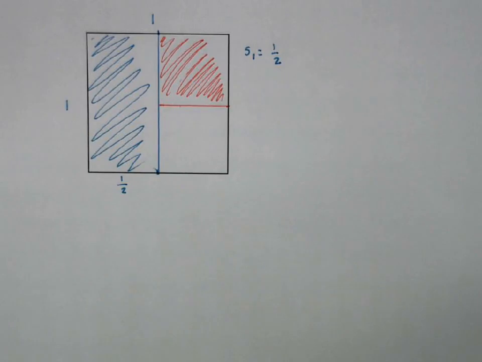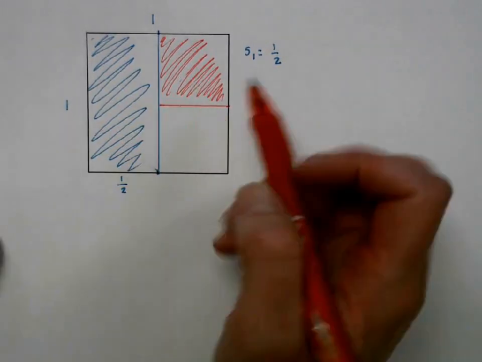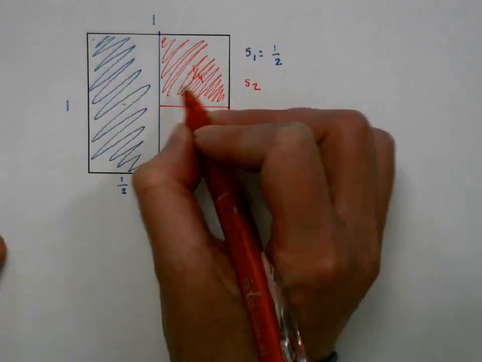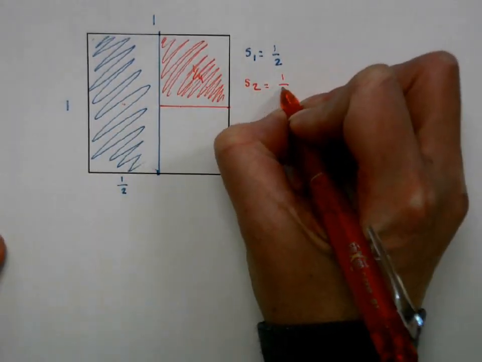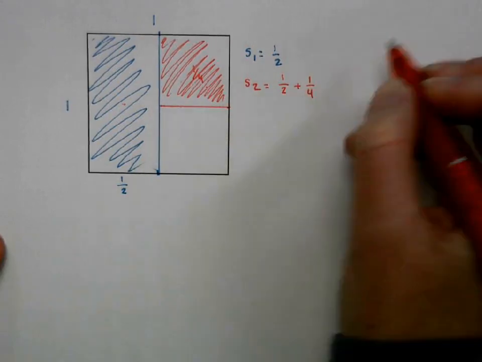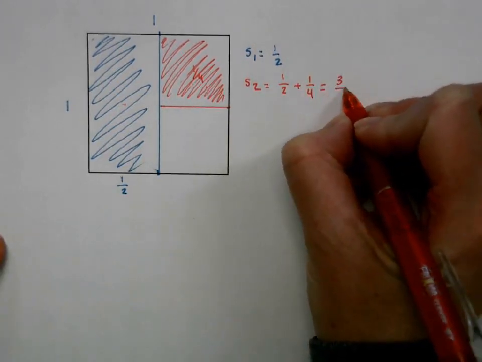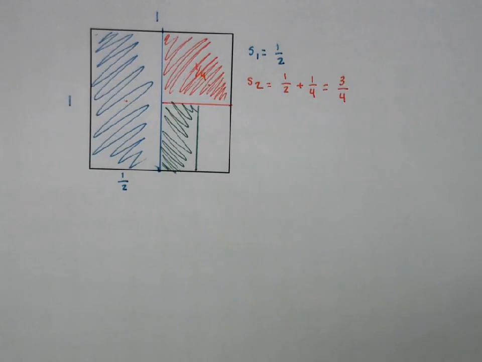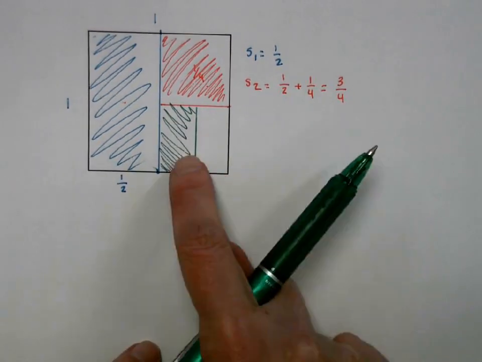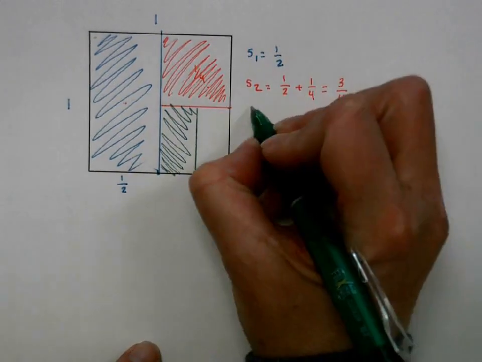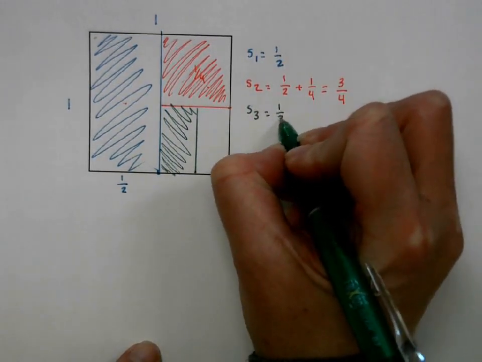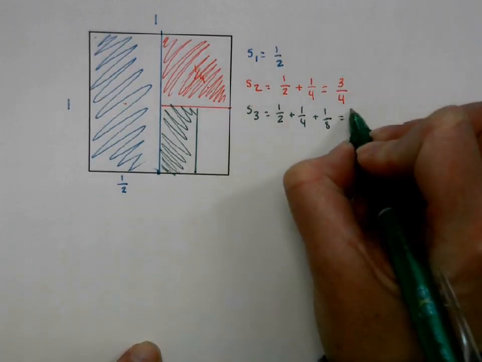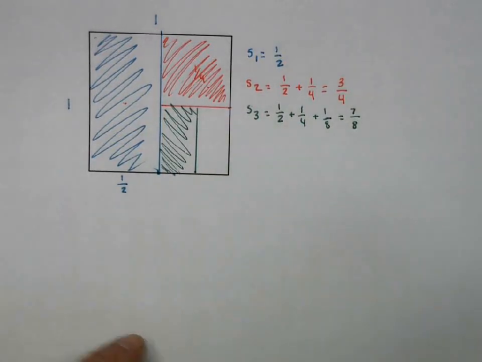We'll partition it again. I'm cutting the other 1/2 into 1/2 and 1/2, so this area is going to be 1/4. If I add this area and this area, I'm going to have 1/2 plus 1/4, which, if you get a common denominator, is 3/4. We'll cut that extra 1/4 into halves, so that's 1/8. So we'll have 1/2 plus 1/4 plus 1/8, which is 7/8, and maybe you're seeing a pattern.